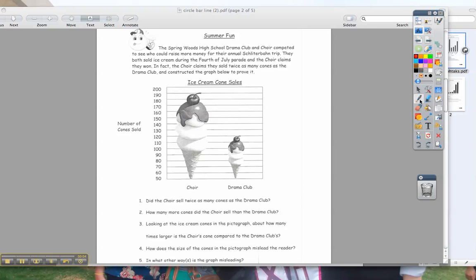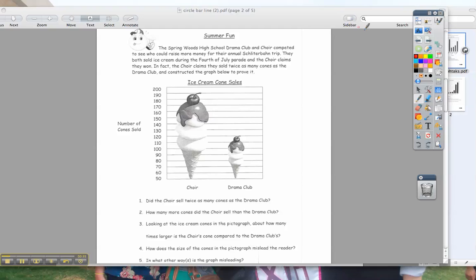Today we're just going to be talking about how graphs can maybe be misleading and a little bit about bar graphs. So we have a bar graph here, and it says the Springwoods High School Drama Club and Choir competed to see who could raise the most money for their annual Schlitterbahn trip. They both sold ice cream during the 4th of July parade, and the choir claims they won. In fact, the choir claims they sold twice as many ice cream cones as the drama club, and constructed the graph below to prove it. So it says ice cream sells.